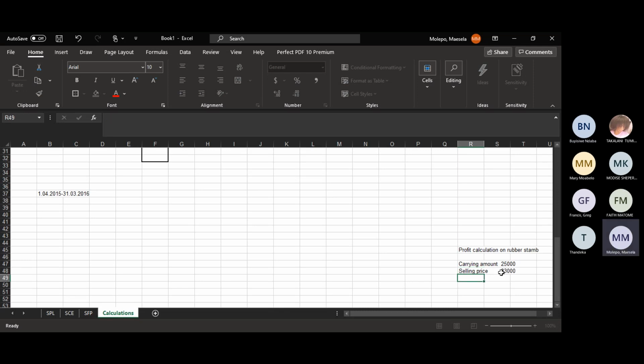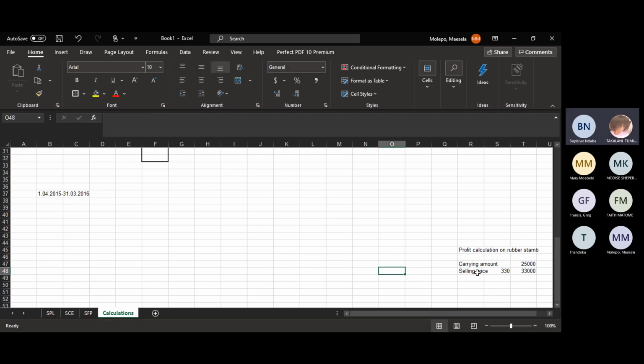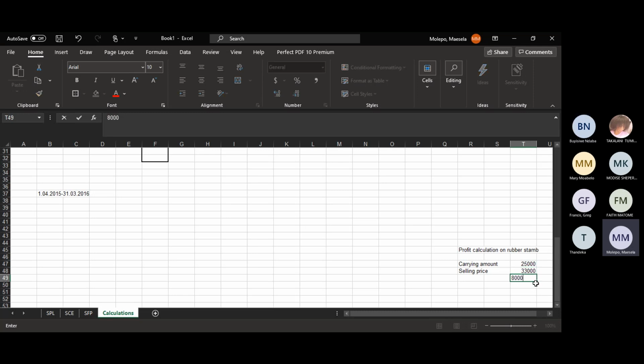So our 33,000 minus 25,000, how much do we get? 33,000 minus 25,000 is 8,000. Okay. So the 8,000 will be the profit, because it was carrying this, but we sold for this. So we made a profit. The profit is 8,000. Then the profit was realized in the books of who?